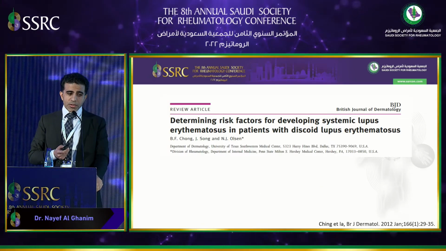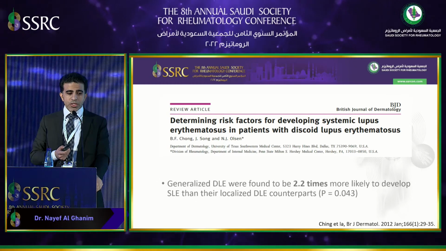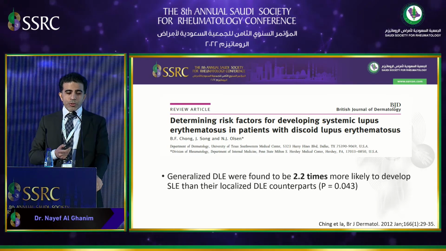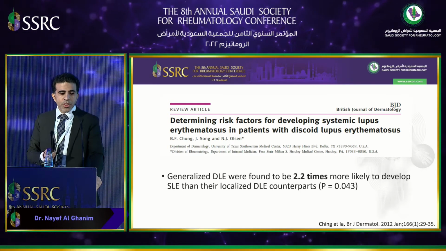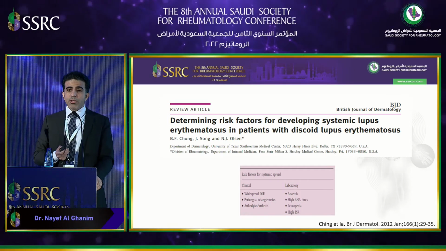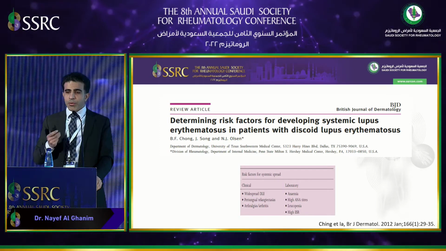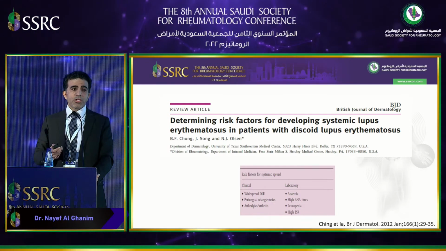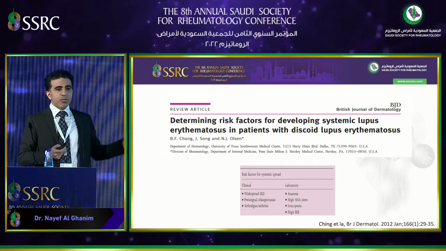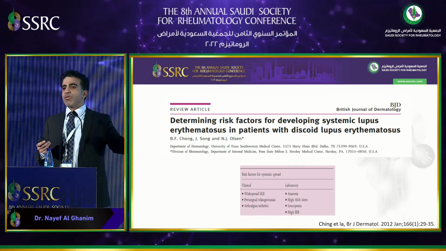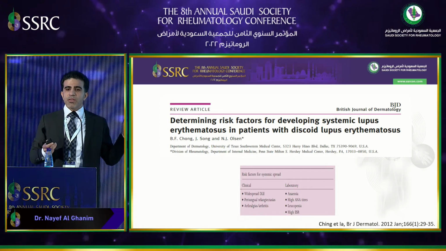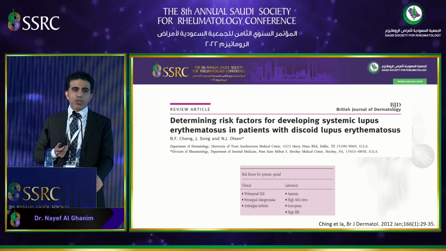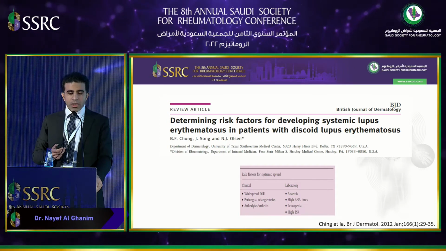And there are several other risk factors for developing systemic lupus in patients with discoid lupus. As you can see, generalized discoid lupus was found to be 2.2 times more likely to develop SLE compared with localized discoid lupus. Other risk factors include arthritis, periungual telangiectasia, anemia, high ANA titer, leukopenia, and high ESR. So if you have a patient with discoid lupus and these manifestations, these are the patients that you have to follow in this clinic. But if the patient does not have these risk factors, you just see them 1 or 2 times and then refer them back to dermatology. You don't have to follow them on a frequent basis.